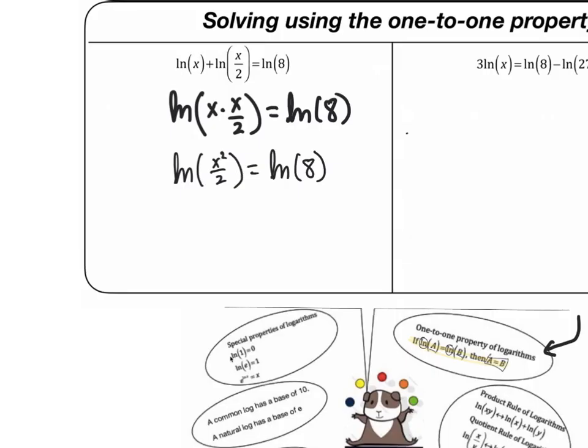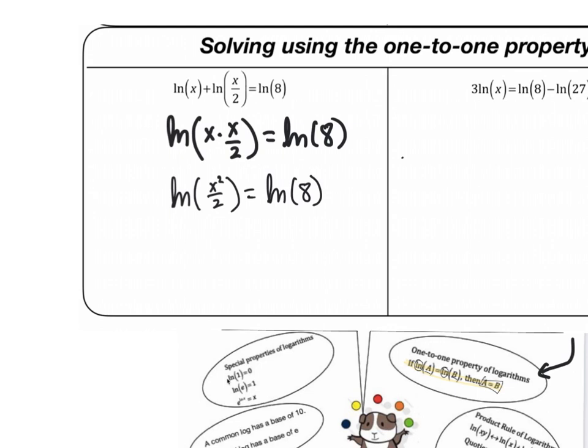So let's take advantage of that. I've got the natural log of something and the natural log of something, so I can set this equal to that and basically knock it out from there. So that means I'm going to go x squared divided by 2 equals 8.